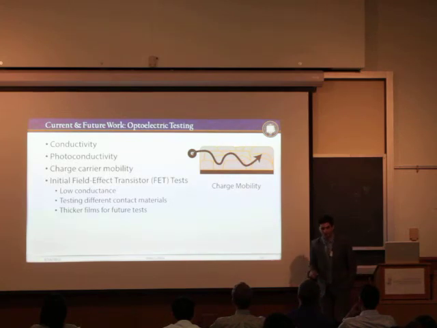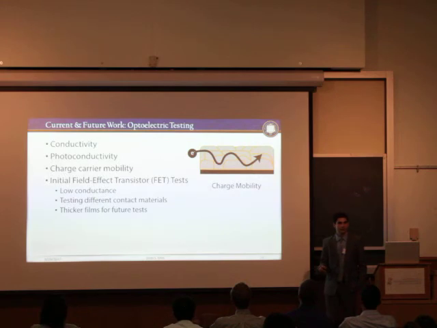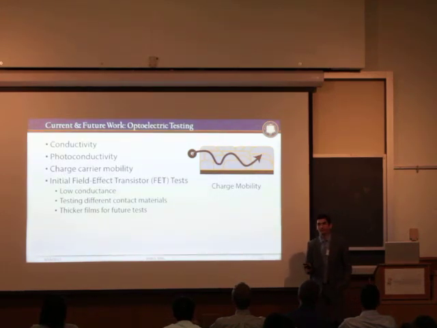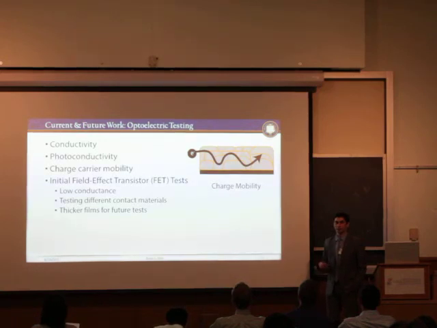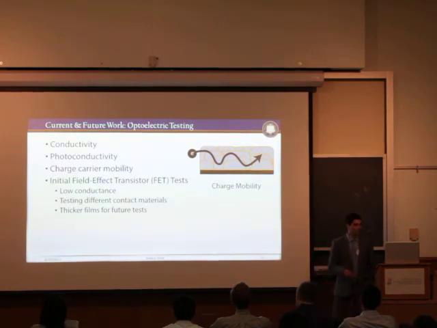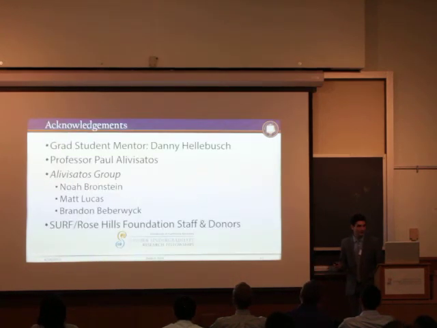And we've done some initial field effect transistor (FET) tests. We've got some initial low conductance, just because cadmium telluride has some empirical results, like the contacts that we're using are gold, and there's other such things that we should try out. And these are just preliminary results that we're going to work on in the future. So that's pretty much it.